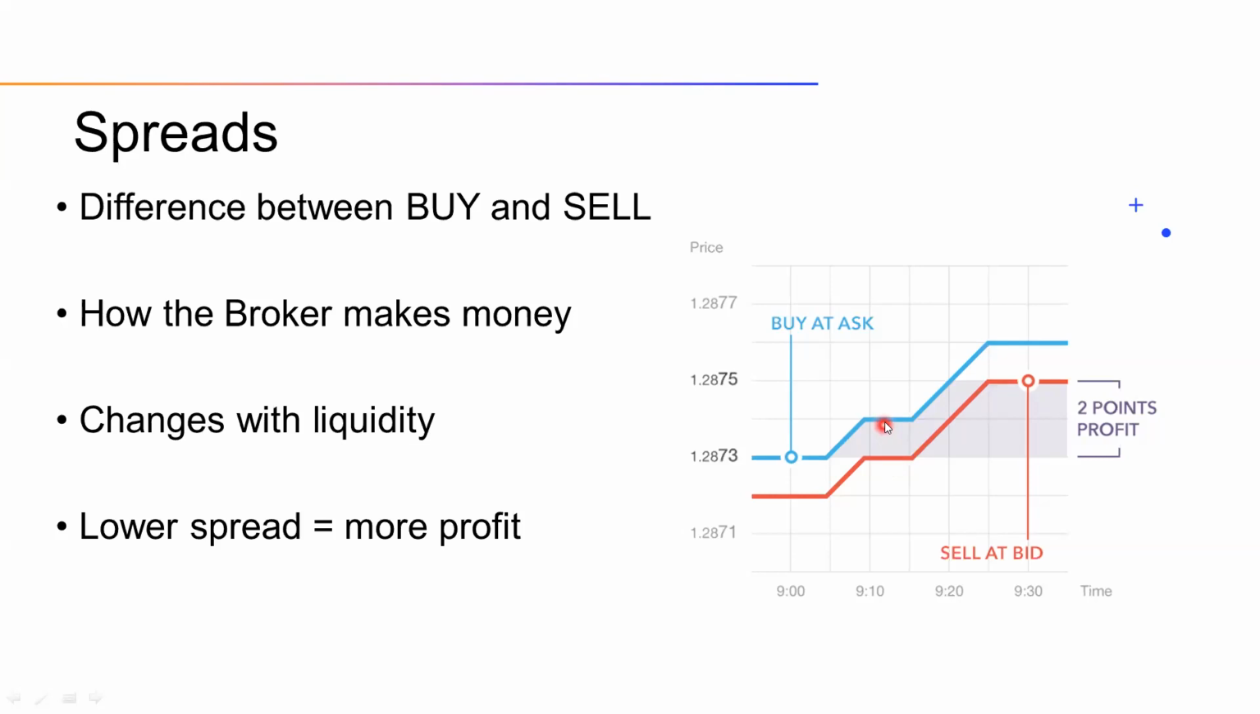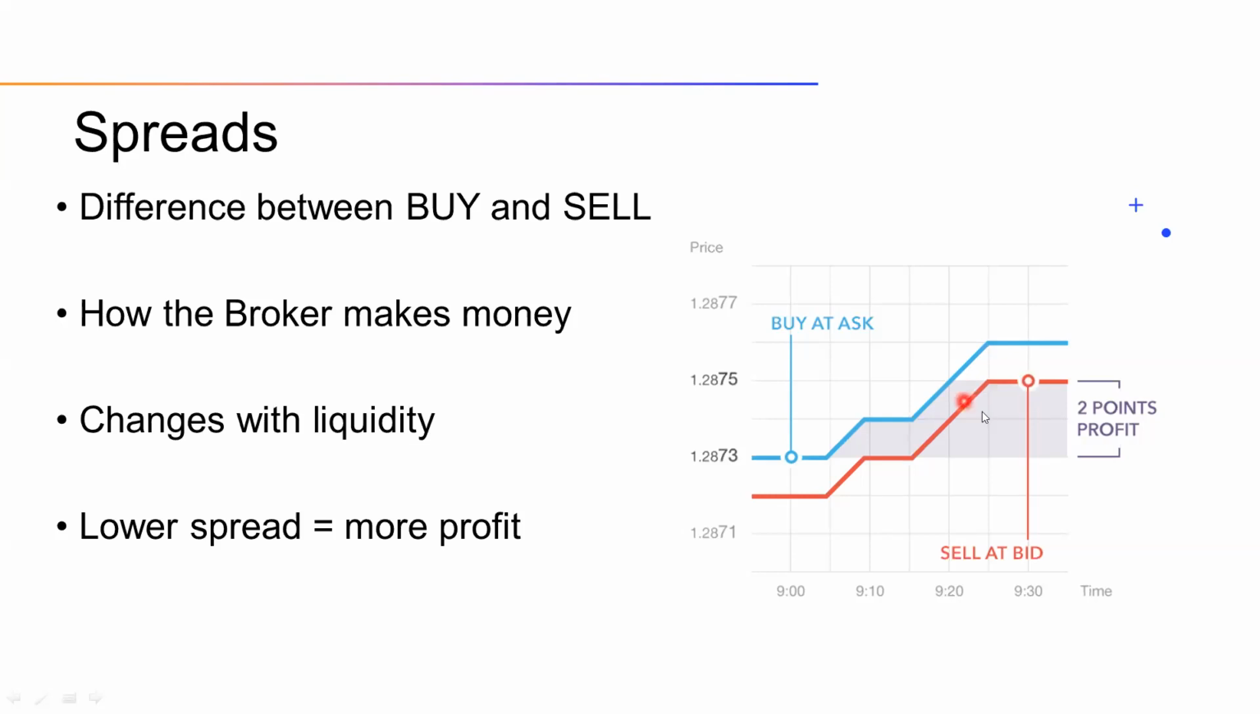If you waited longer until this point here, then now your price is at 2876. The sell price is 2875. So we'd be closing out at this 2875 price. And therefore you get these 2 points profit here in the gray. So that's how the spread affects your position and how much money you take as profit.